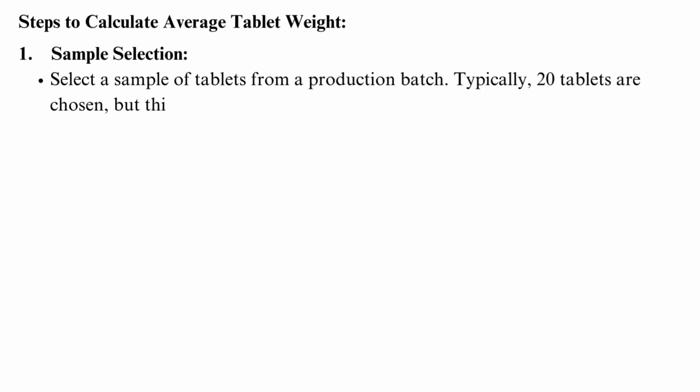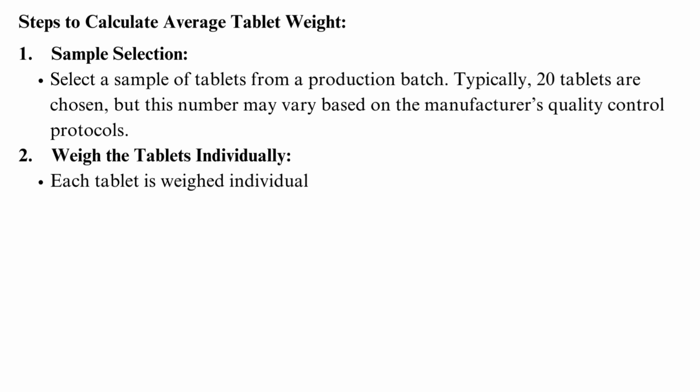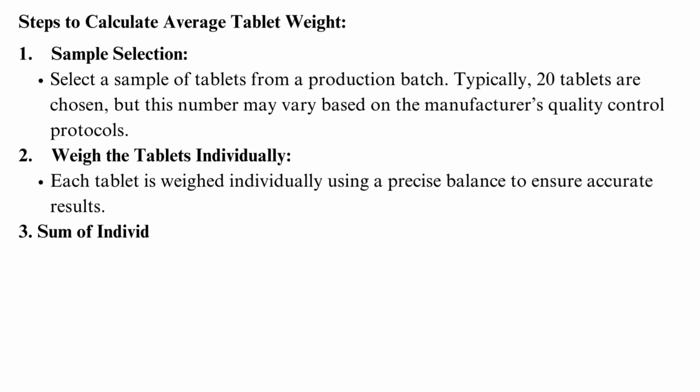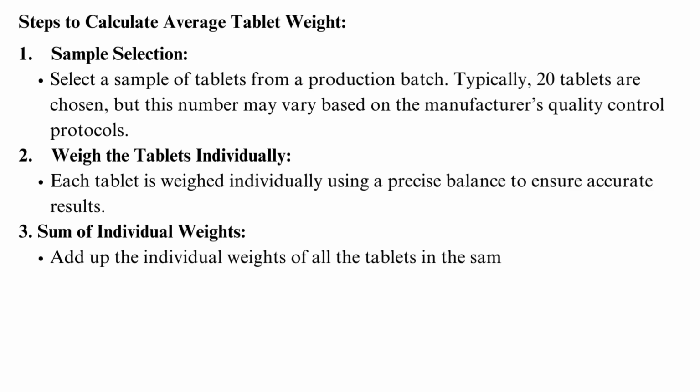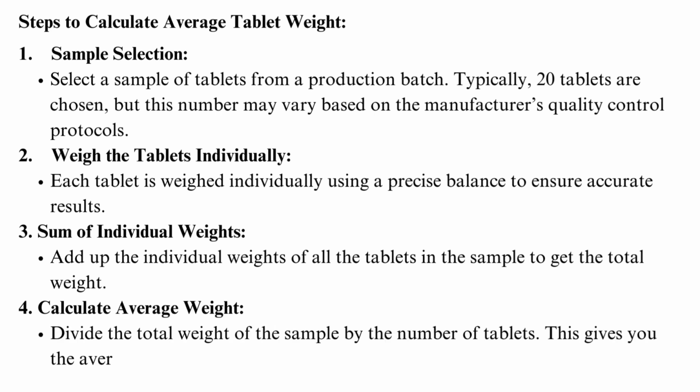Typically, 20 tablets are chosen, but this number may vary based on the manufacturer's quality control protocols. Weigh the tablets individually. Each tablet is weighed individually using a precise balance to ensure accurate results. Sum of individual weights. Add up the individual weights of all the tablets in the sample to get the total weight. Calculate average weight. Divide the total weight of the sample by the number of tablets. This gives you the average weight of one tablet.